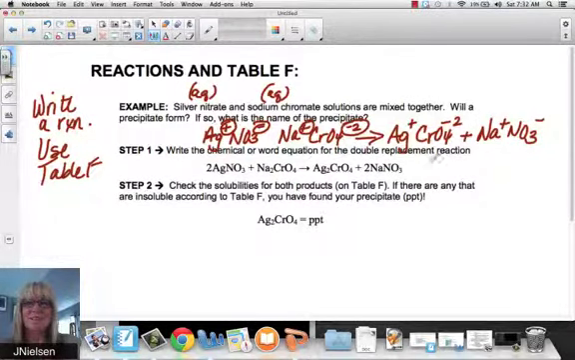So once you have your balanced equation, now you're looking at your two products. You're looking at NaNO3, and if you look at Table F, which you should have out, nitrates are always soluble, no exceptions. So this is going to be aqueous. But if you look at your chromates, chromates fall on the insoluble side of Table F, and Ag is not an exception. So this is our precipitate, and we would put an S after it, meaning it forms a solid.